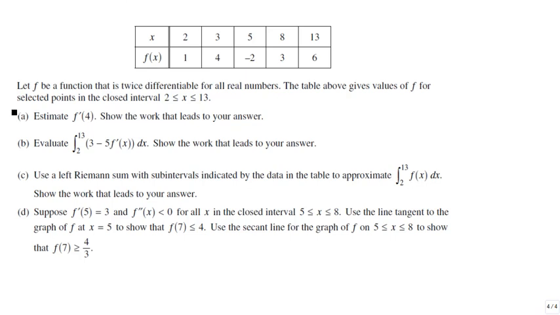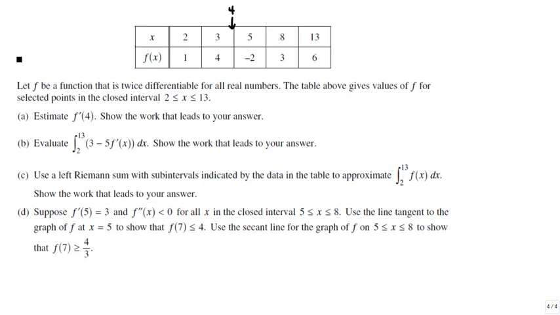In this first problem we have f as a function that is twice differentiable, and that means that the first and second derivative exist for all real numbers. The table above gives values of x for selected points in the closed interval between 2 and 13. First thing we want to do is to estimate f prime of 4.